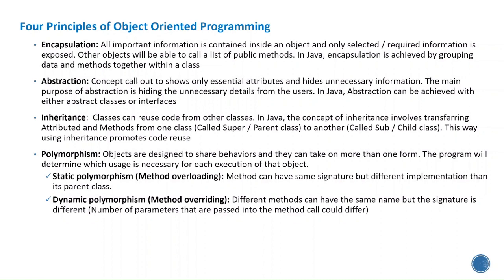Here, different methods can have same name, but the signature, that is the number of parameters that are passed into the method, are different. So based on how the method is invoked, what are the parameters that are passed, a different version or different flavor of that particular method will be executed.